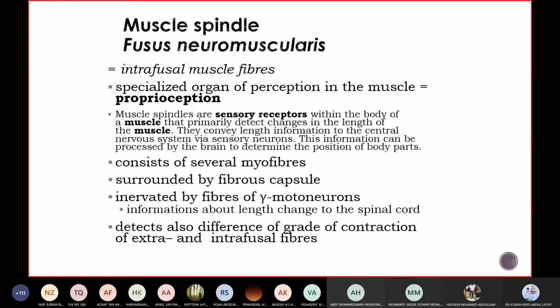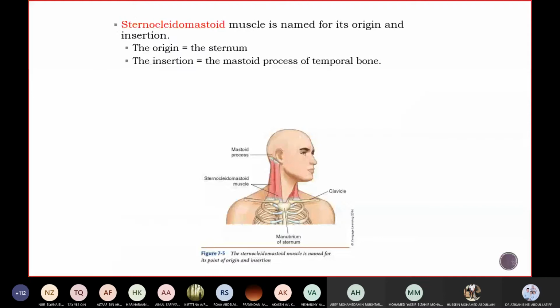It consists of several myofibers surrounded by a fibrous capsule, innervated by fibers of gamma motor neurons. It also detects the difference in the degree of contraction of extrafusal and intrafusal fibers. I'll talk about that also in a bit.